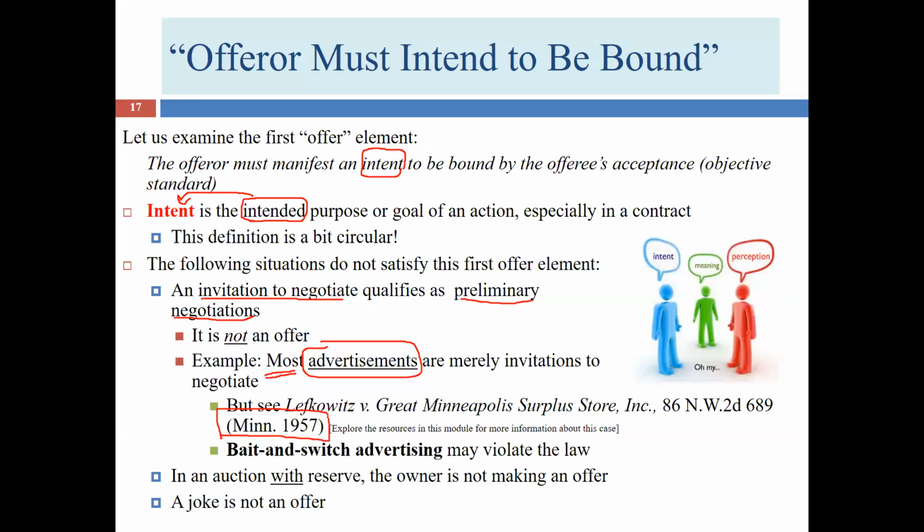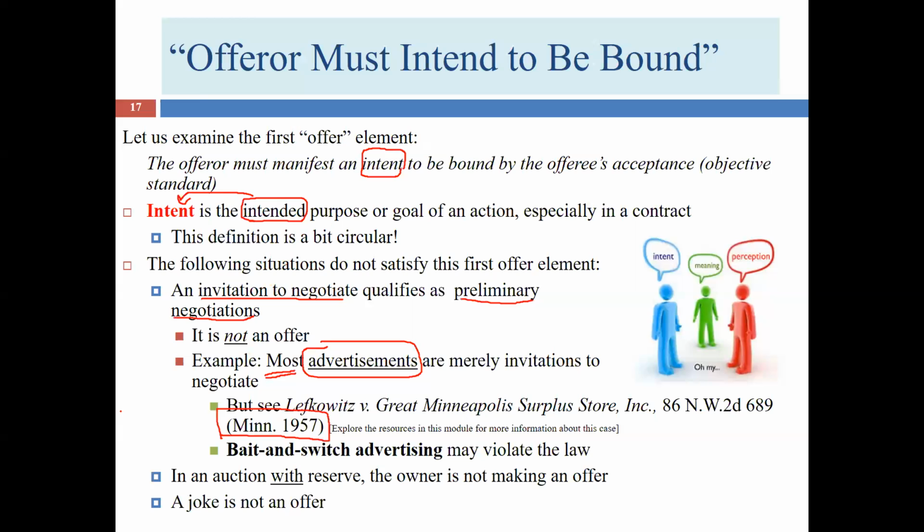So then he sued, saying, I accepted an offer. I was willing to provide the consideration of paying for the coat. I had legal capacity. I was over the age of 18, probably 21 back then, but whatever the age was. And it was a legally permitted type of contract. So we did have a contract. Great Minneapolis Surplus Store breached the contract by not allowing me to have the mink coat. And Mr. Lefkowitz won. Again, this is not the usual case. Most advertisements will be considered simply invitations to negotiate. This is an outlier.